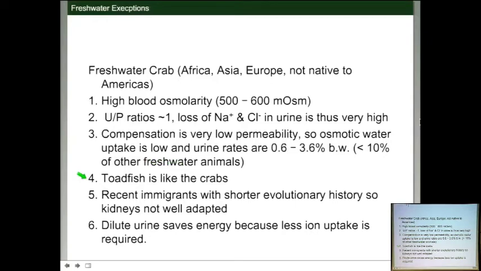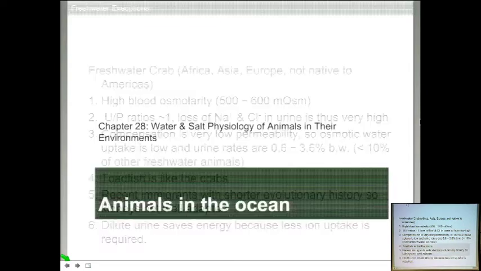And there's a fish, the toadfish, that's very similar to crabs. And the idea is that these are relatively recent immigrants from saltwater to freshwater, and they therefore have a shorter evolutionary history and have not yet evolved kidney adaptations that would allow them to drop the blood osmolarity. The dilute urine here saves energy because less ion uptake is then required. So this is a type of adaptation, but not the adaptation that most freshwater animals have. And the thought is that they have not had time to evolve these more efficient mechanisms.